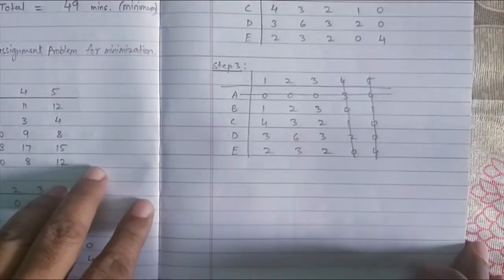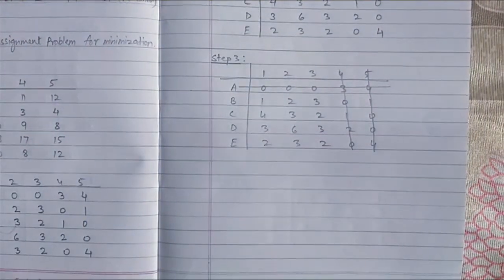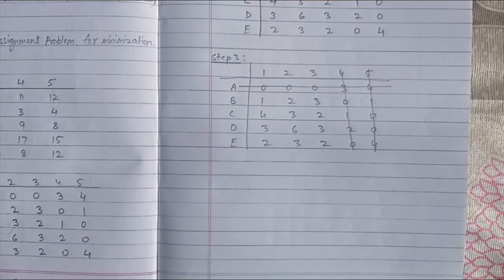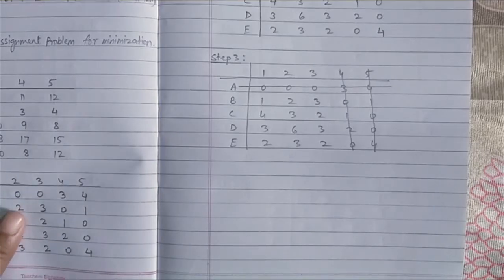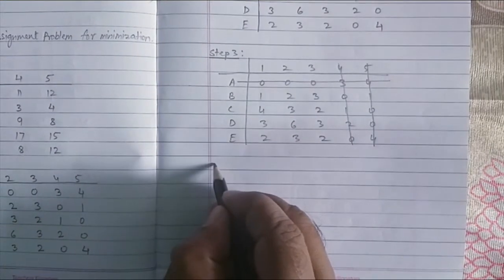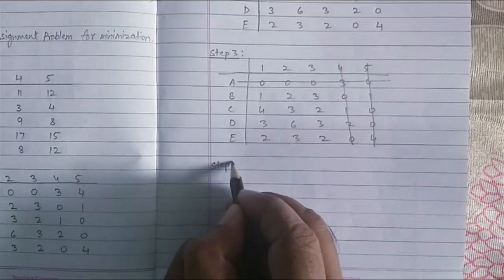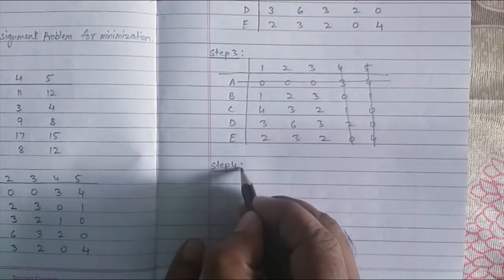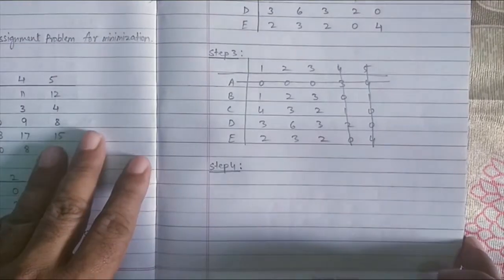But as you know, the optimum solution is arrived at only if the number of lines drawn to cover the zeros is equal to n. And what is n? n is nothing but the number of rows and columns. Here n is 5, so 3 is not equal to 5. So we'll go further and do the next step to improve the matrix.